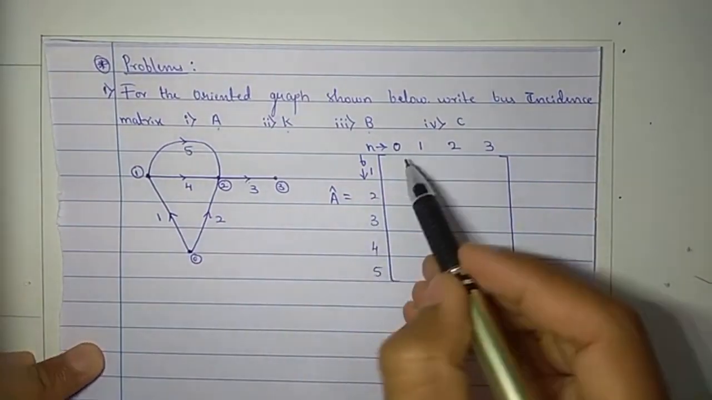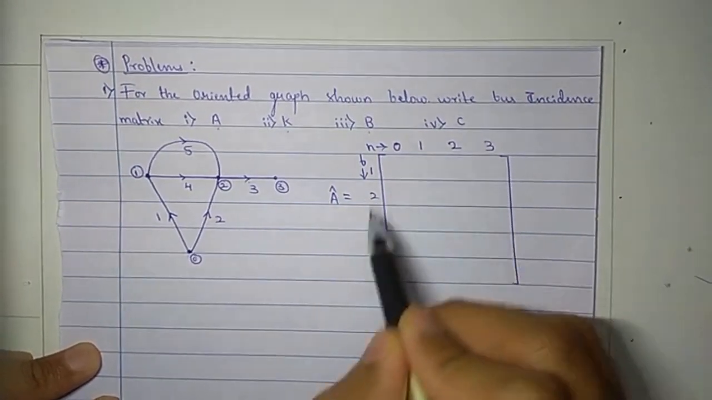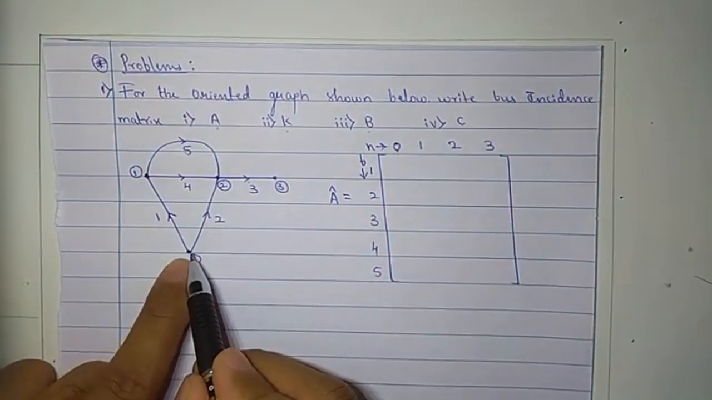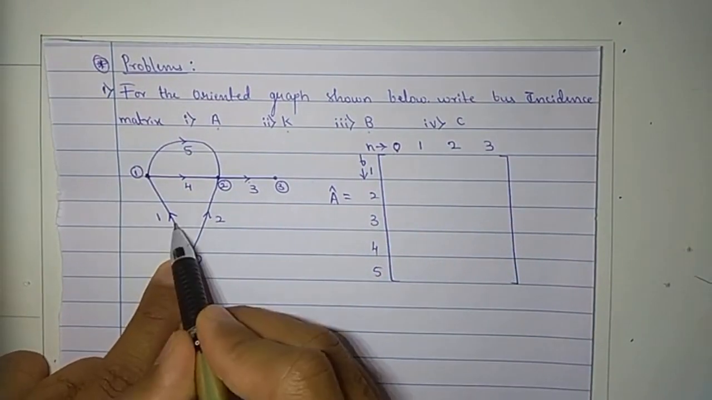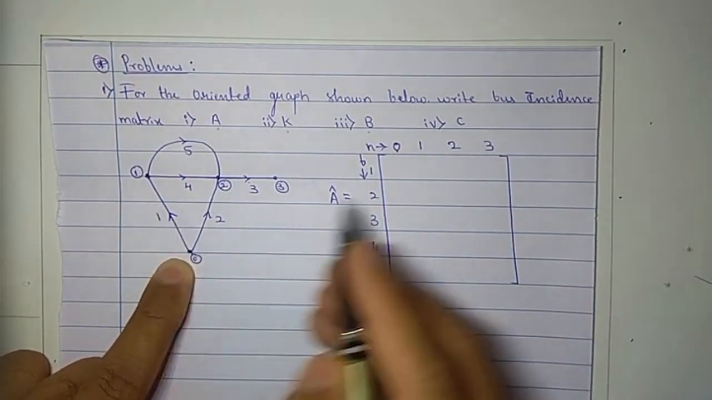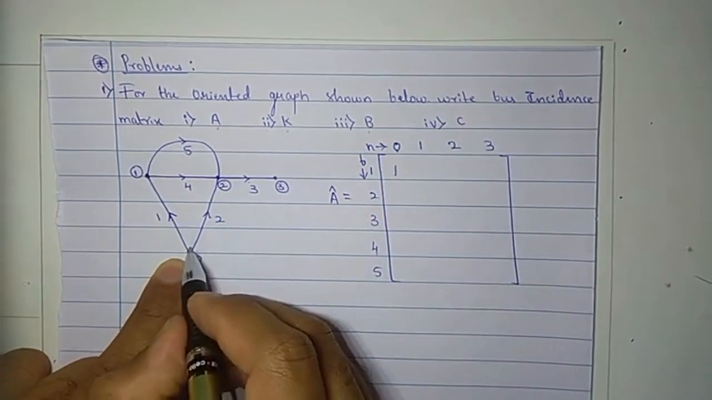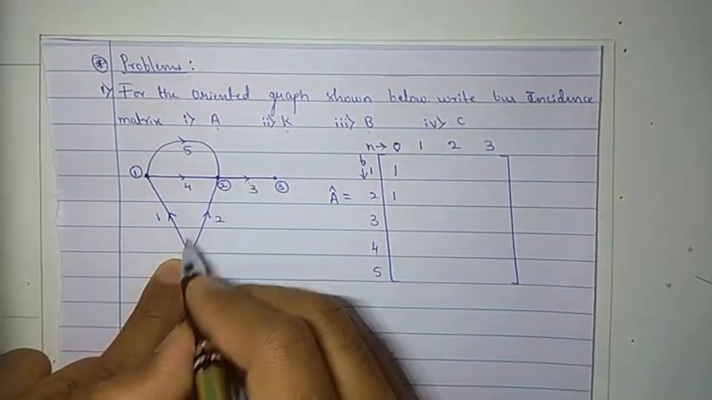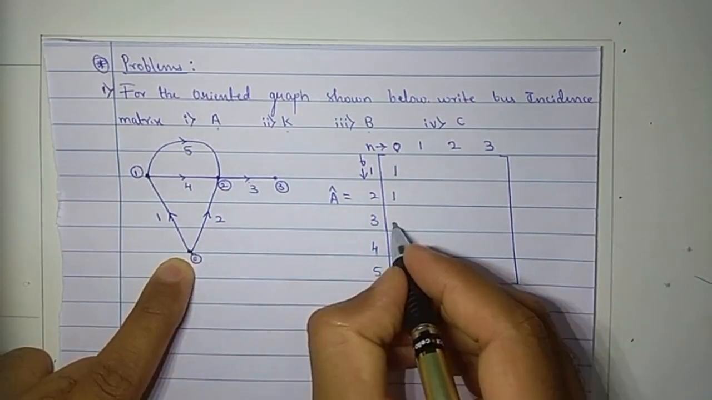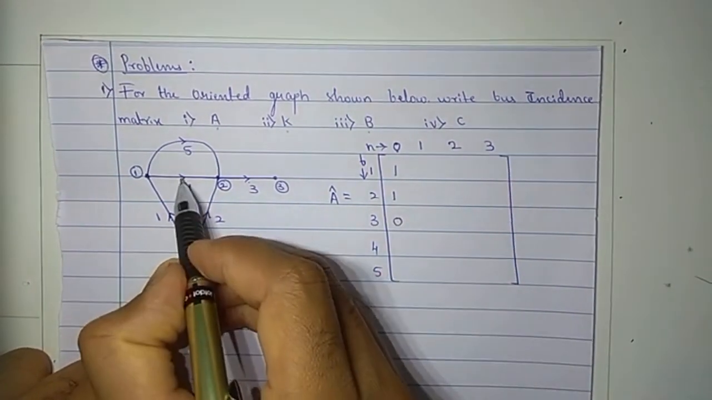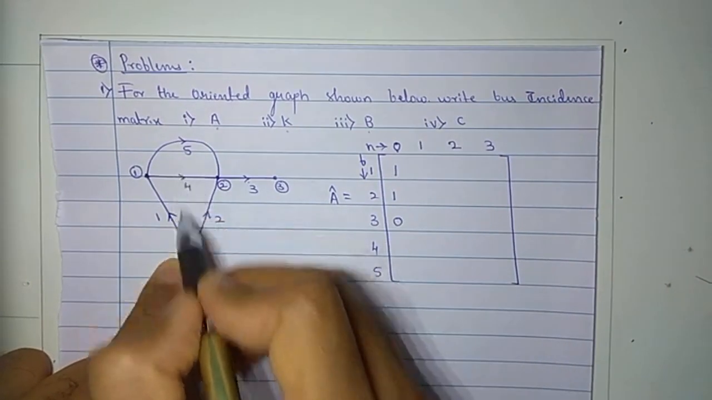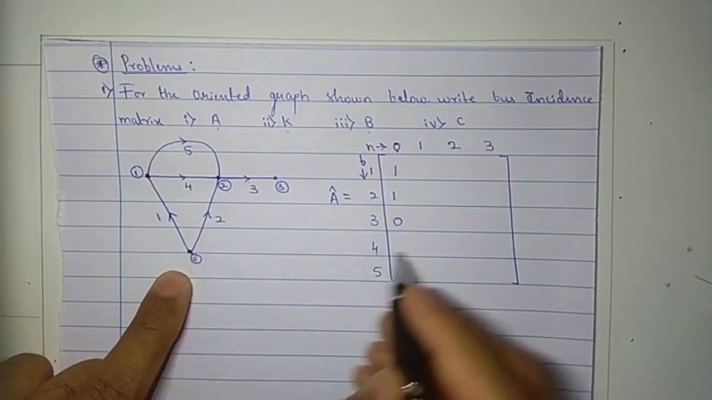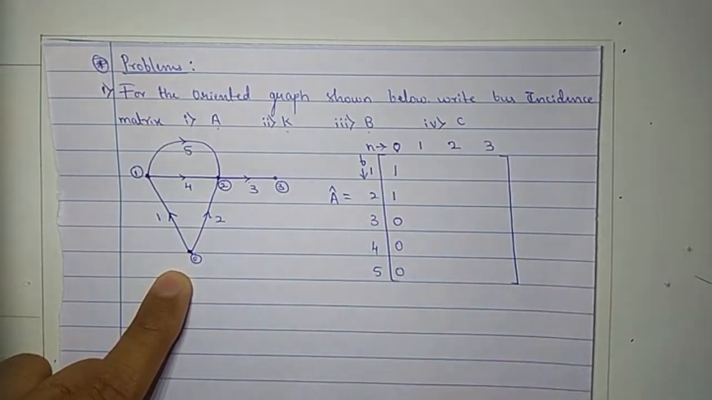Okay, now how to fill this A cap matrix? Already I have discussed. So looking at this node 0, from this node 0, first branch is going away, so it is positive 1. Second branch is also going away, it is positive 1. Third branch is nowhere connection to this reference node, so it is 0. Similarly, fourth and fifth branch are nowhere having any link or relation with the reference, so it is 0.